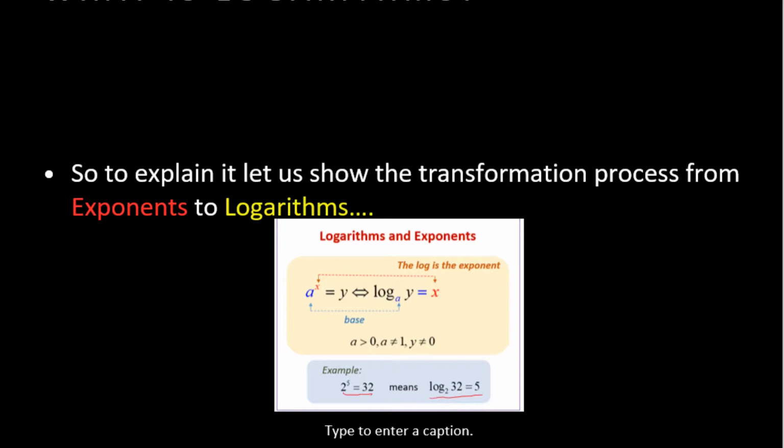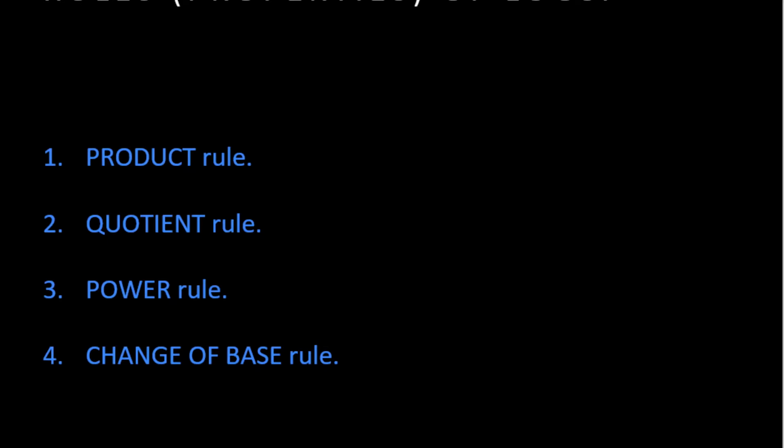And as we know, everything in mathematics has properties and rules, and logarithm also has 4 rules. Rule 1 is the product rule, rule 2 is the quotient rule, then the power rule, then the change of the base. So now we will go deeply into every rule in the logarithm with some examples, for us to have a deeper understanding. So let's begin with the product rule.